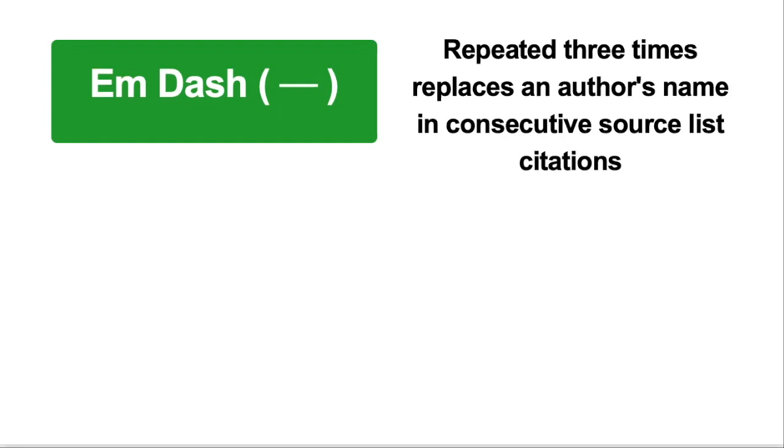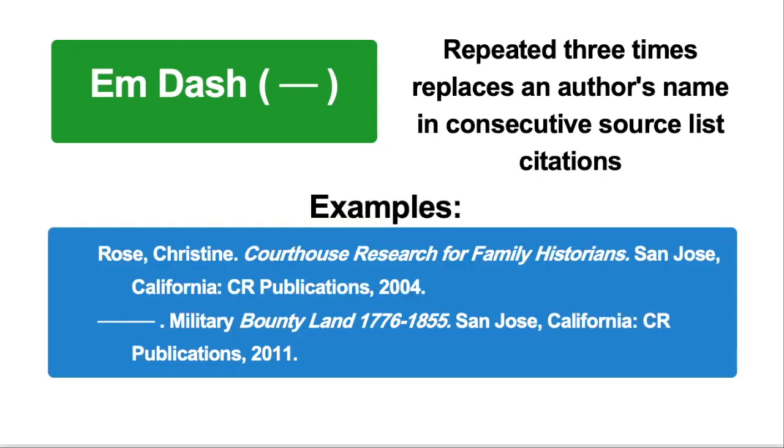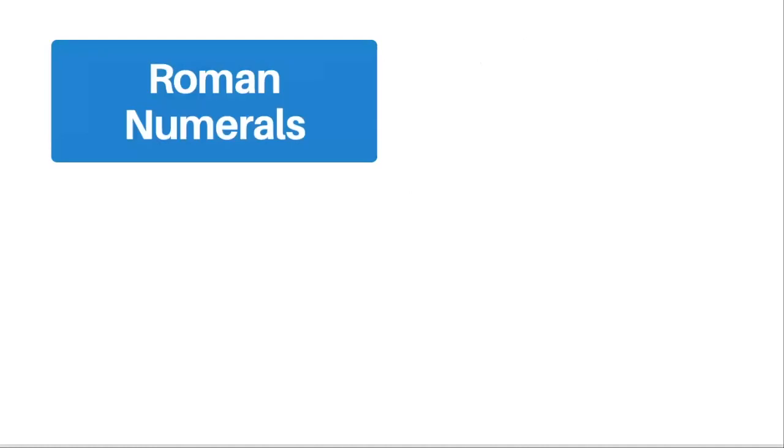An M dash repeated 3 times replaces an author's name in consecutive source list citations. Here's an example of Christine Rose listed twice in a bibliography. Notice that these are source list citations, not regular reference note citations. So we have Christine Rose twice. She has 2 books on this list. The first time she's listed, we have her full name, and then the next time we just have the 3 M dashes together.